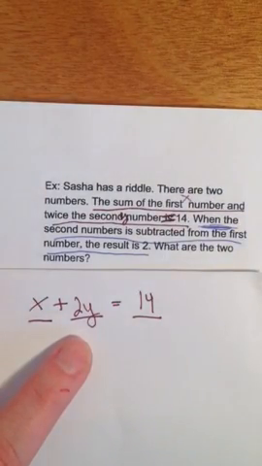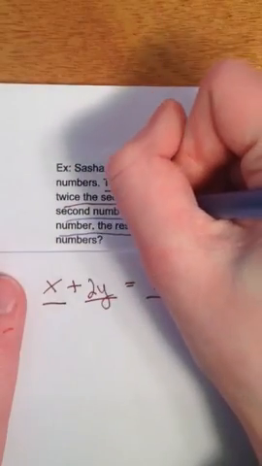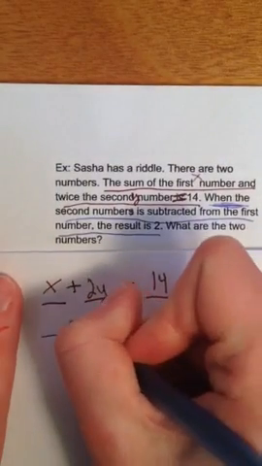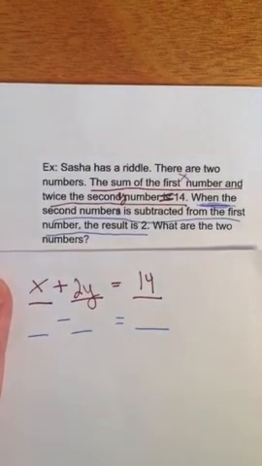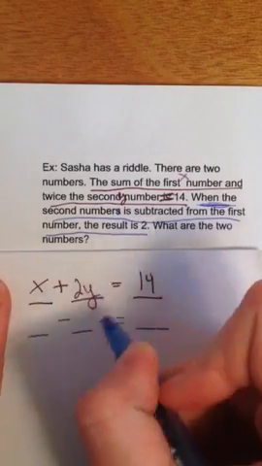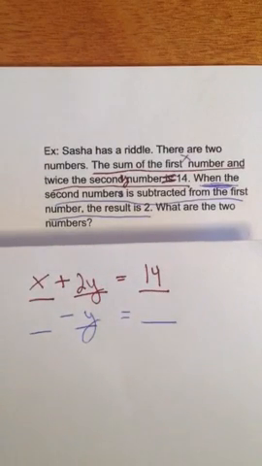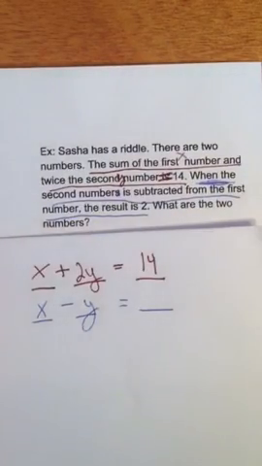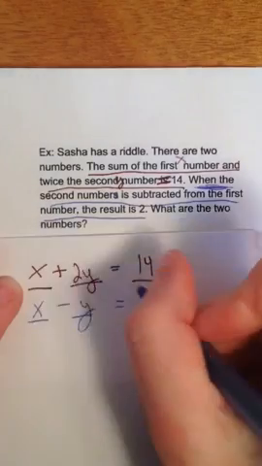Okay, now the second equation says when the second number, not numbers, is subtracted from the first number, the result is 2. So I know I'm going to have two numbers subtracted from each other equals some other number. Okay, so it says when the second number is subtracted from, so my second number, I called that y. It's actually going to go in the second spot because it's being subtracted from the first number, okay? And the first number, we call that x. And the result is 2. So that means it equals 2, okay?